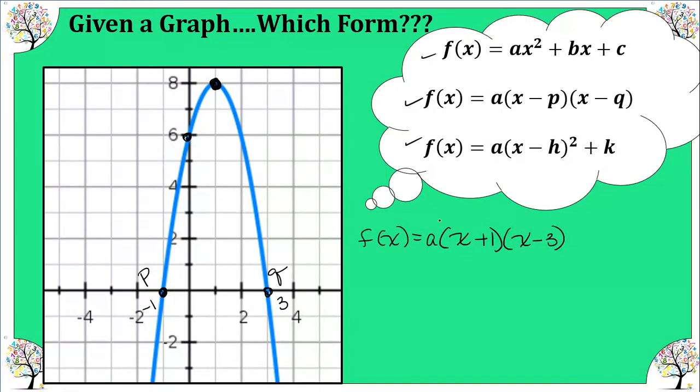Let's use any point to plug in for f of x and x to find our a value. We can use the y-intercept if we want. We could use this point, 2, 6. Any point on the graph besides the p and q we can use. We could use the vertex. So let's just use the vertex. So this is 1, 8. So for f of x, I'm going to plug in 8. For x, we're going to plug in 1.